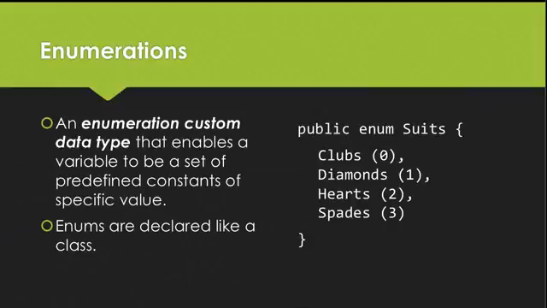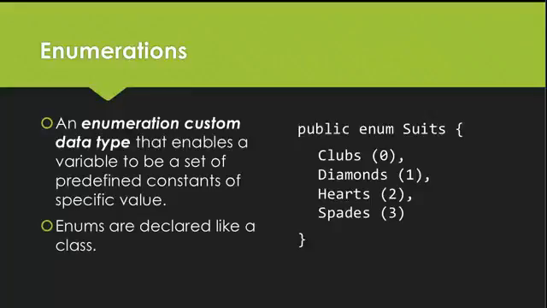As you saw in the example we just did, we had months, and we had 1 as January, 2 as February, 3 as March. Well, come to find out, there's a much easier way to implement this logic in Java. To do that, we use what's called an enumeration. An enumeration is a custom data type that enables a variable to be set to constants of a predetermined value.